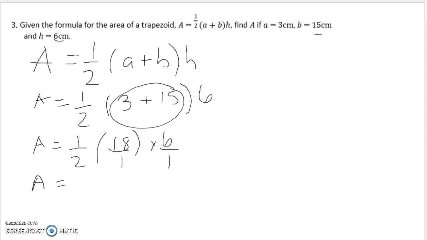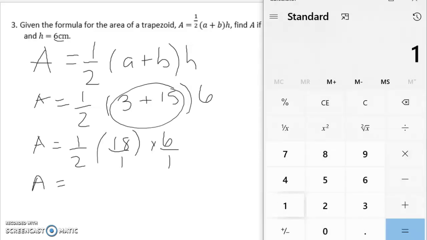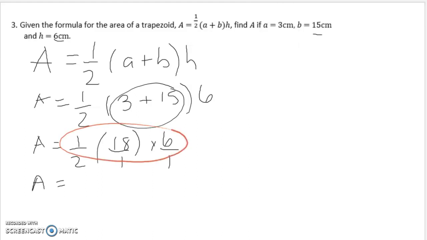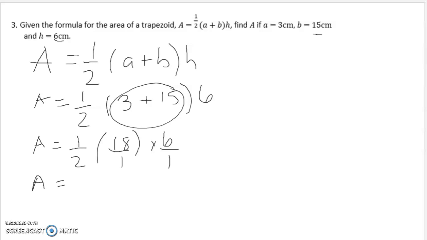So in your calculator, 1 times 18 times 6. That gives, oh, I think I made a mistake. 18 times 6. Okay, so 1 times 18 times 6, I just put that in the calculator, is 108. And so let's put in 108.